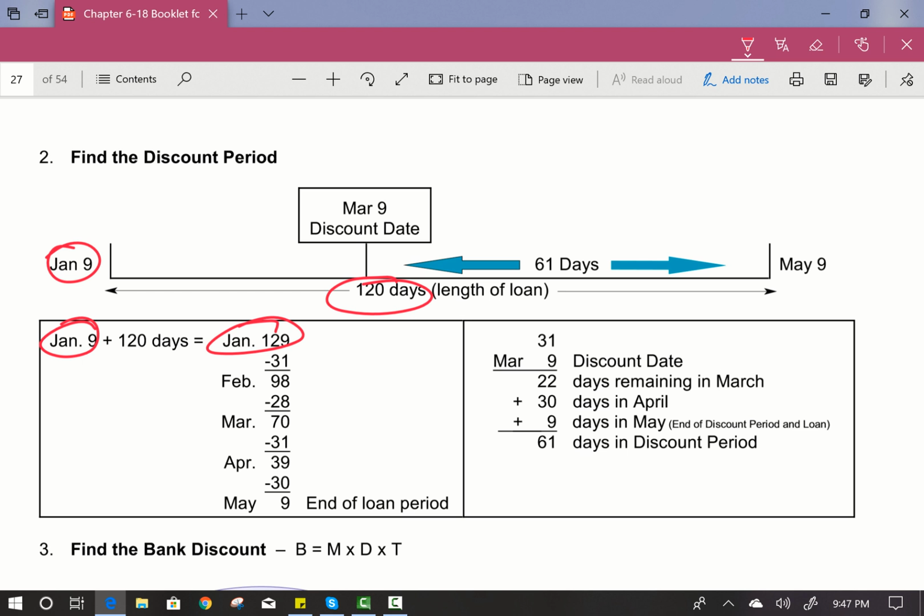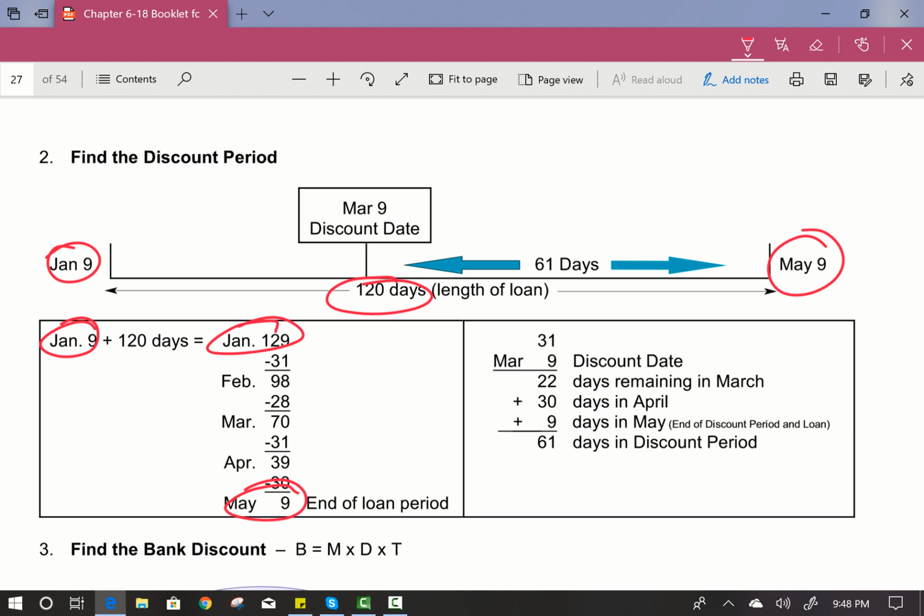Obviously, there's not 129 days in January. There's 31, so I'm going to subtract out 31 days in January to give me 98 days in February. There's only 28 days in February, so I subtract that from 98 to give me 70 days in March. There's only 31 days in March, so I'll subtract that from 70 to give me 39 days in April. I'm going to subtract 30 days in April from 39 to give me 9 days in May, which is legitimate, and that's the end of the loan period.